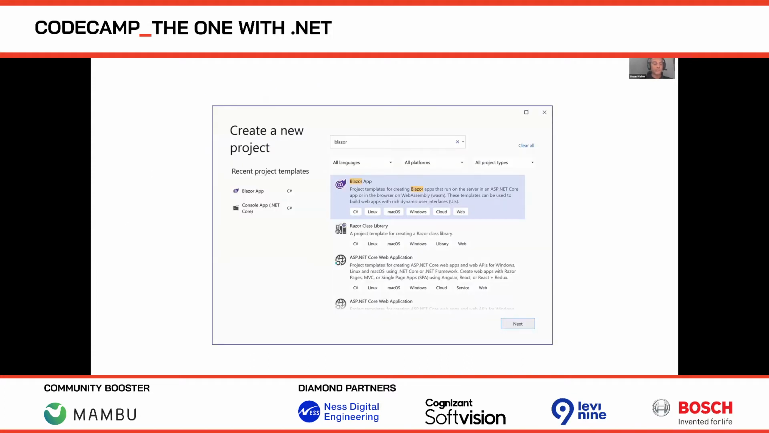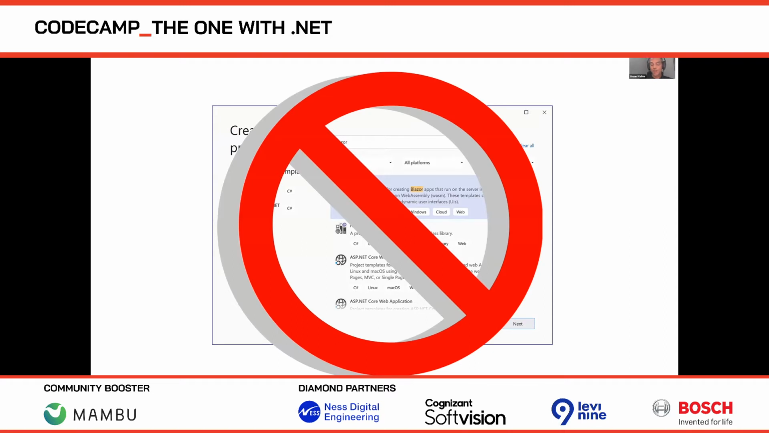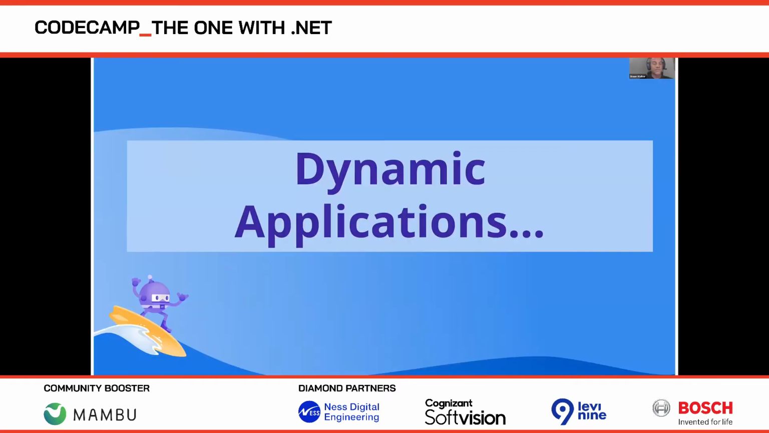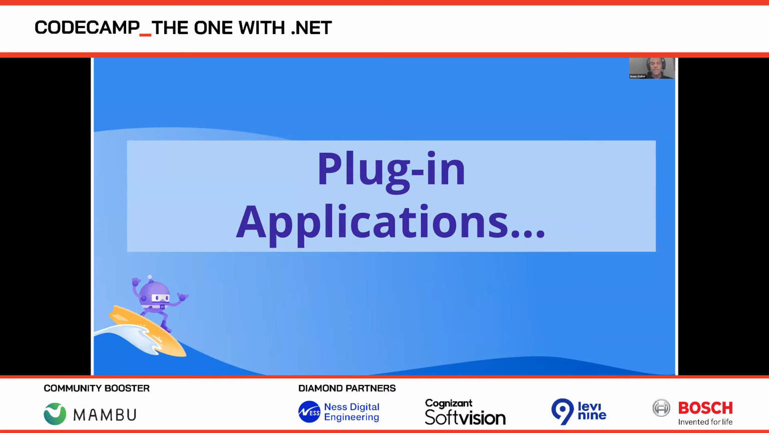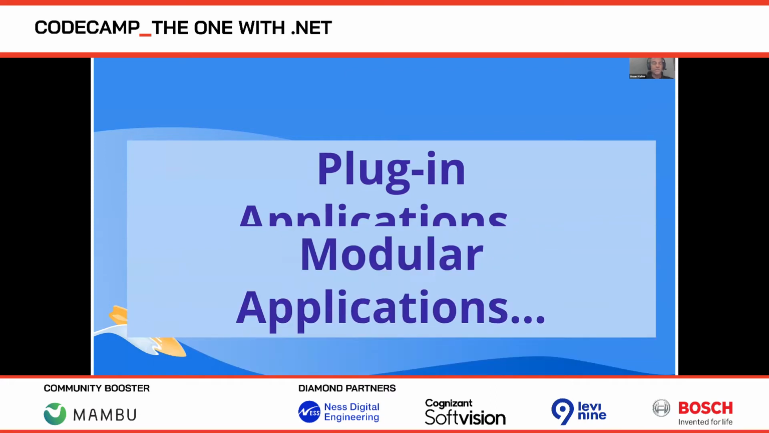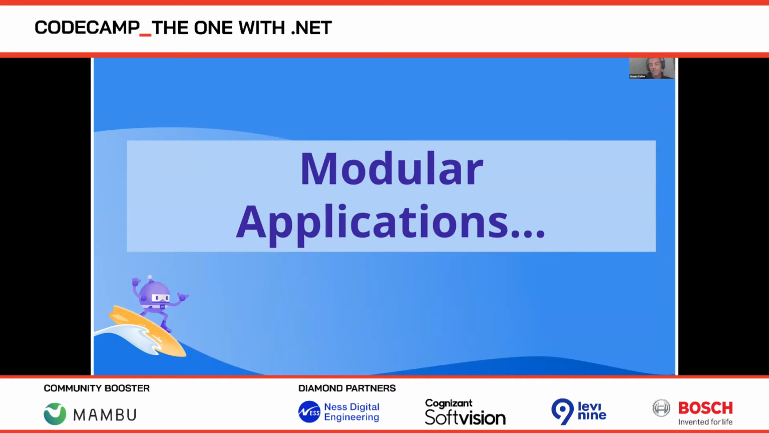So when you're building static applications, typically you would start with the new project wizard within Visual Studio. And that's what I'm not going to be talking about today. I'm going to be talking about dynamic applications. So dynamic applications are a completely different breed of application. Some people call them plug-in applications. Some people call them modular applications. For the sake of this presentation, I'm going to be calling them dynamic applications.